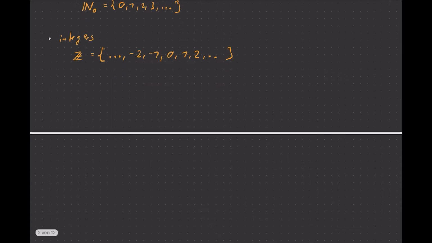Next step, once you can do addition and subtraction, the next natural step is to do multiplication and division. And for that, we introduce the rationals. Those are denoted by Q. And those simply consist of all fractions of integers. So all a over b, where a and b are integers. These are the rational numbers.